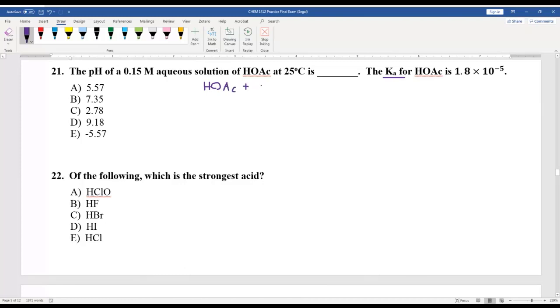So if HOAc reacts with water, this is a weak acid, so it's going to be in equilibrium, hence the equilibrium constant. What are the products going to be?